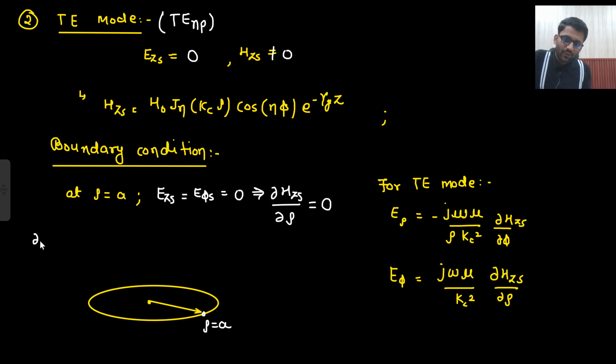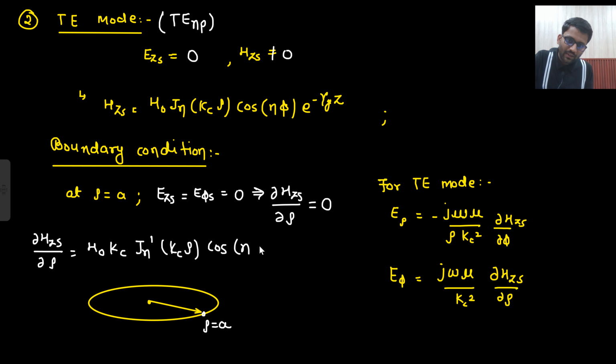Can you find out the value of del Hzs by del rho? That would be H naught. Now I need to differentiate this, because I am doing the differentiation with respect to rho. So if I differentiate this one, what do I get? Kc comes outward, Jn dash kc rho cos n phi e to the power minus gamma g z. That should be equal to 0.